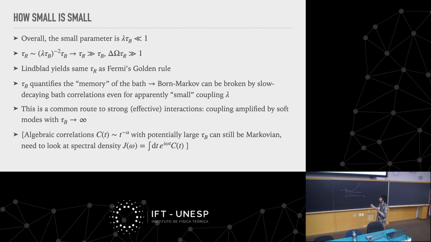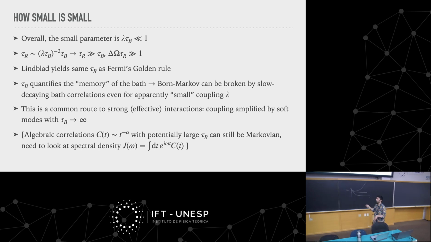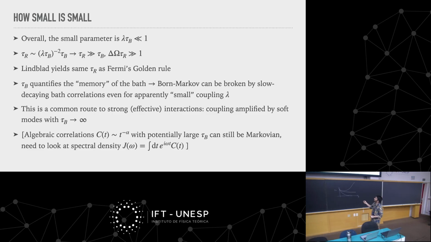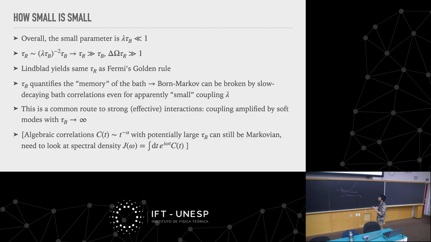I have to insert a disclaimer. I simplified things a little bit here. If you have power law correlations in the bath, they have potentially a large or even infinite tau b. All is not lost. You can still have Markovian dynamics, but you need to look in frequency. So you have to look at the spectrum of these correlations and see where the system is probing the spectrum. But this is a more complicated situation, which is, however, quite interesting in my opinion.